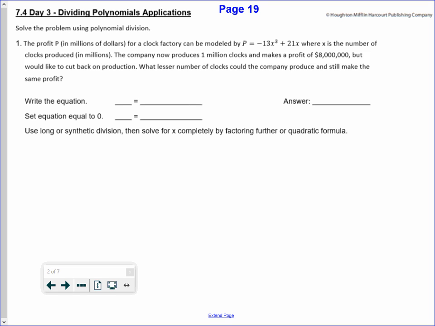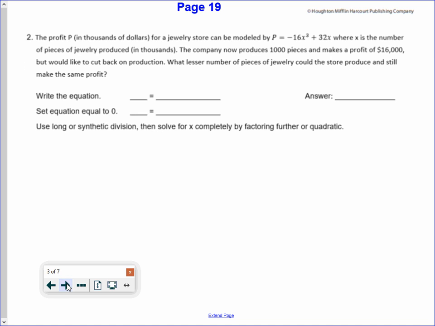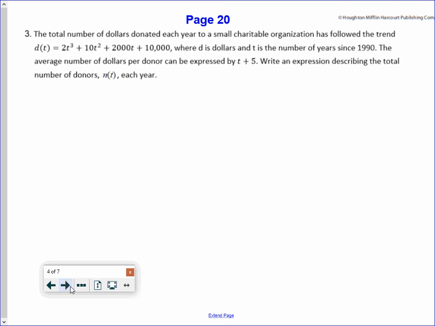Today in this video, we're going to be going over 7.3, day 3. We'll talk about applications of actually dividing polynomials. So we're not going to go over number 1 or number 2 in this video. It's just not relevant to us. So we're going to skip these two, and we're going to go straight to number 3.